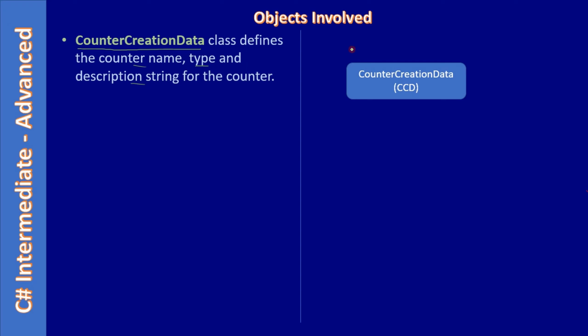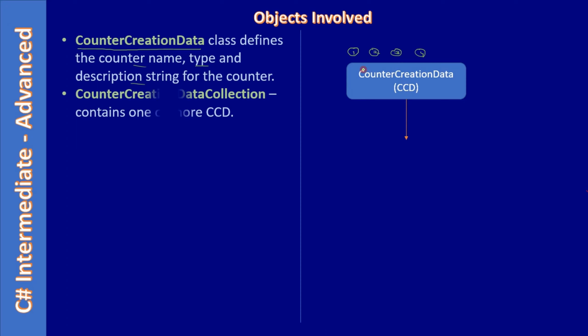So you will be creating multiple counters also when you are going to group it under a category. So for example, for CPU processor, that will be the group. Under the group, there will be counters like percentage time, CPU time, and other counters related to that. So you can create multiple instances of this counter creation data.